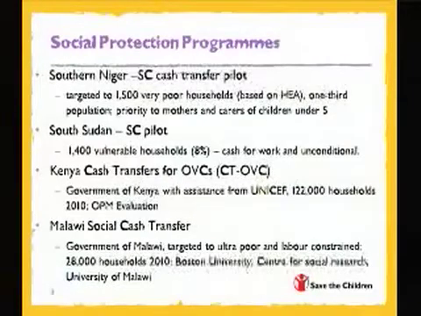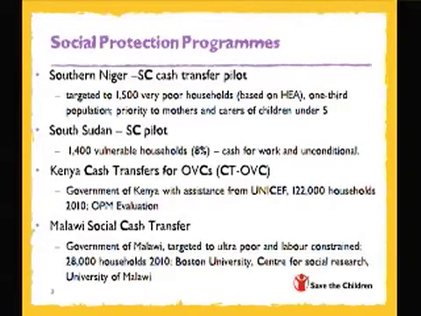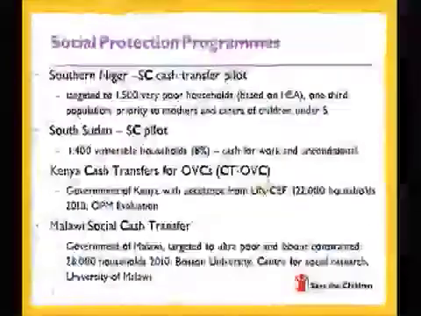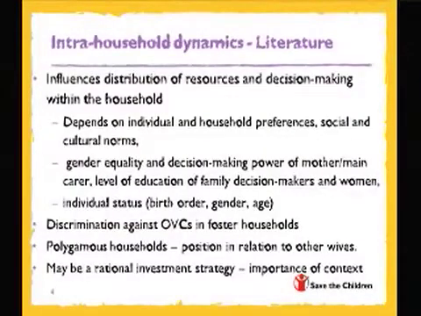Thirdly, a couple of evaluations. Kenya cash transfers for OVCs, which is implemented by the government of Kenya with assistance from UNICEF. And it draws on a recent evaluation from OPM, and it's good to see Ian from OPM here, who I think has also been looking at the social impacts resulting from the study. And also the Malawi Social Cash Transfer Programme, again from the government of Malawi, that was targeted to ultra-poor and labour-constrained households, and this draws on the evaluation by Boston University and the Centre for Social Research at the University of Malawi. So starting with the intra-household dynamics.